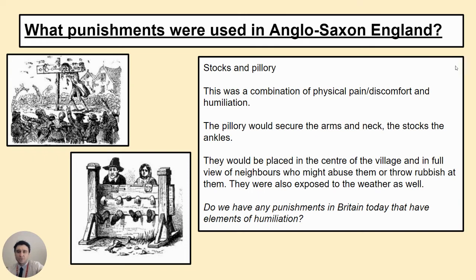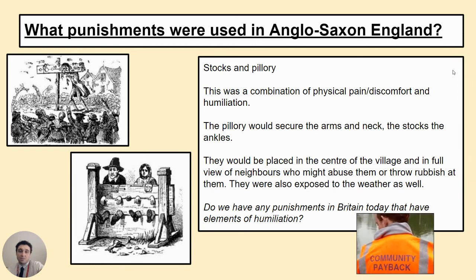But let me ask you this question. Do we have any punishments in Britain today that have elements of humiliation in them? Do we have any humiliation that we've kept over the last 1,000 years? And one example of this today could be seen with community payback. So, community payback is this idea of people doing work to sort of restore parts of England. So, for example, picking up litter or restoring a building, doing some decorating, anything like that. But they have to wear a jacket.